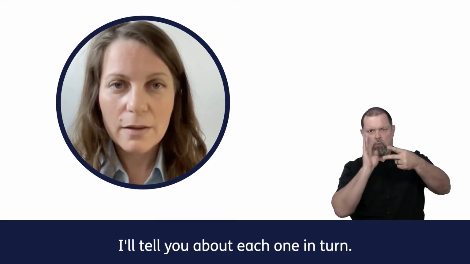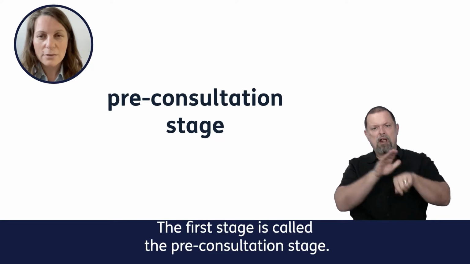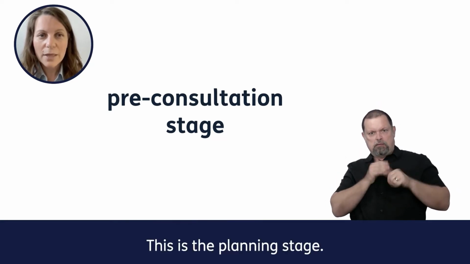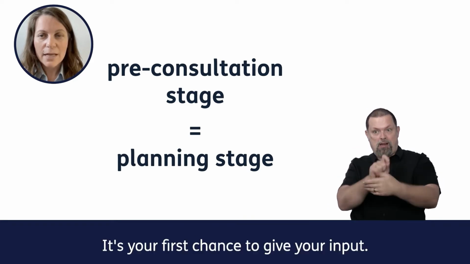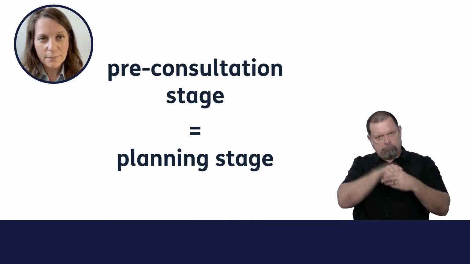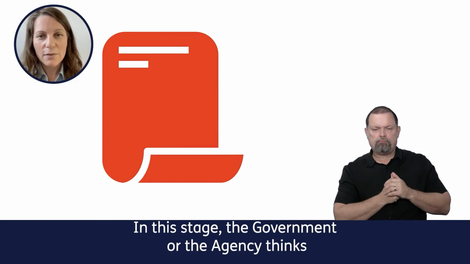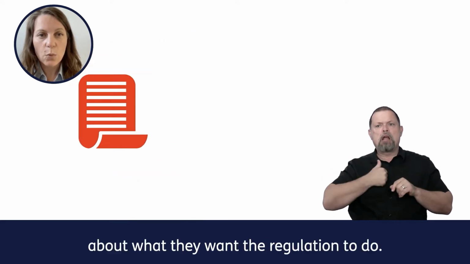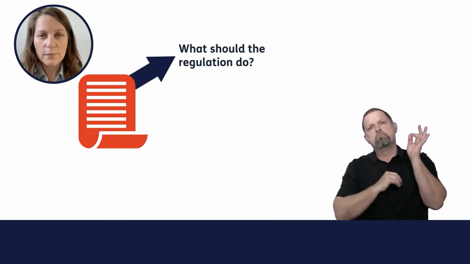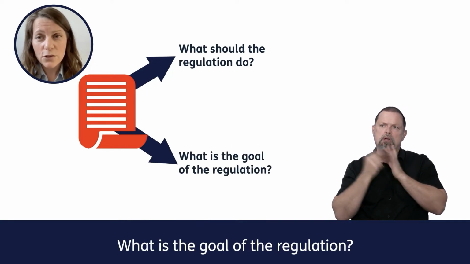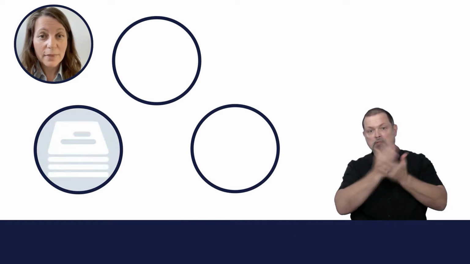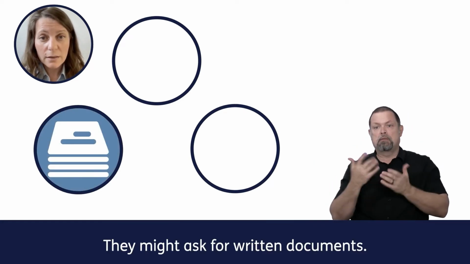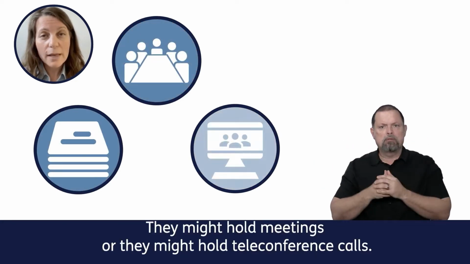The first stage is called the pre-consultation stage. This is the planning stage. It happens before the regulation is written. It's your first chance to give your input. In this stage, the government or the agency thinks about what they want the regulation to do. What is the goal of the regulation? Here are some of the ways they might ask for input. They might ask for written documents, they might hold meetings, or they might hold teleconference calls.